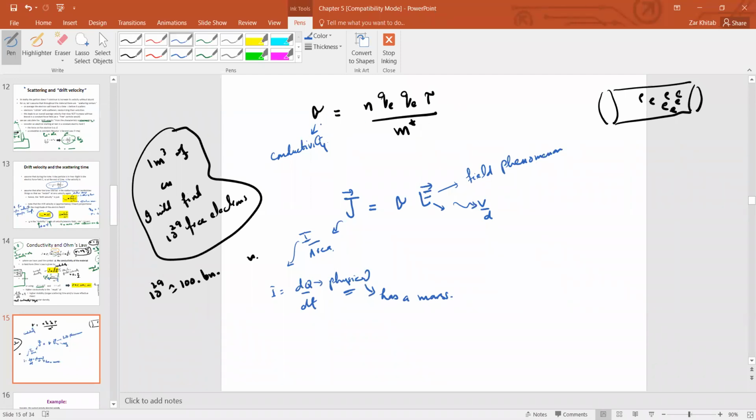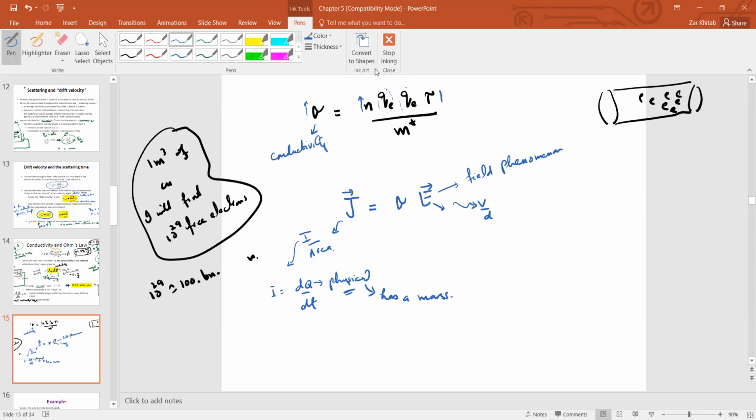But remember about this conductivity. If you raise the number of free charges in a material per unit volume, conductivity will rise. Of course, these other terms are constants. So no issue with that.